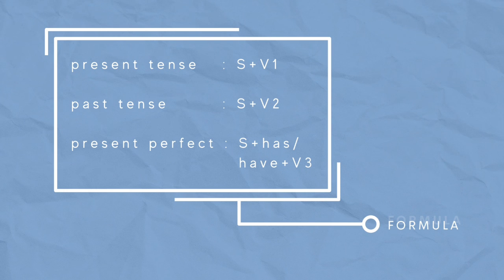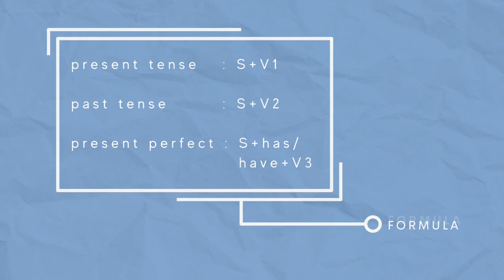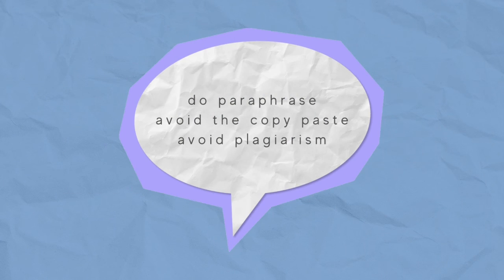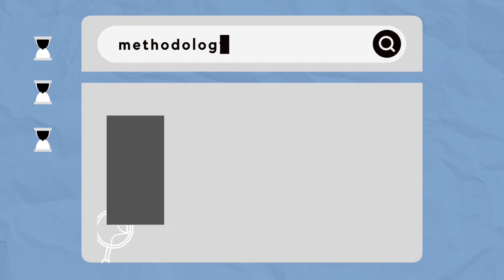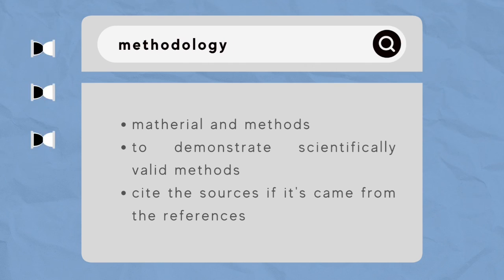Next, we move to methodology, which include material and methods. The aim of this part is to demonstrate that writer used scientifically valid methods and provide the reader with enough information to recreate writer's experiment. If the methods or explanation of the steps came from the other journal, report, or references, the writer have to cite the sources. Make sure to provide enough information so the reader can follow the methods without referring the original source.